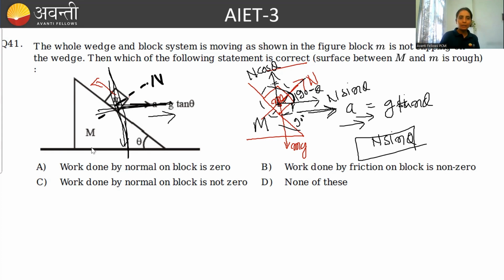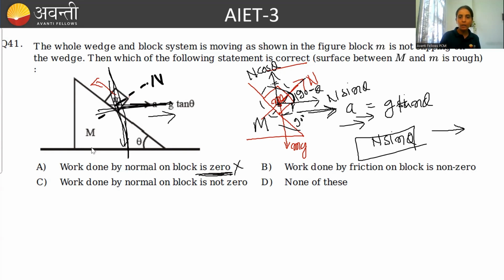Now, work done, which statement is correct? We have to see. Work done by normal on block is 0. This small block is moving in this direction because of one component of normal. So this component of normal, N sine theta, is actually doing work on this small mass m. So work done by normal on block is not 0.